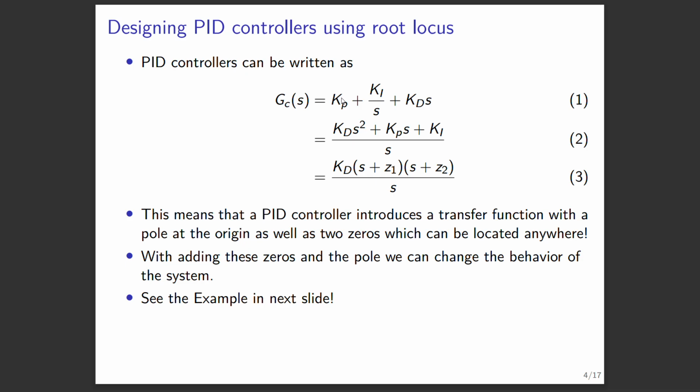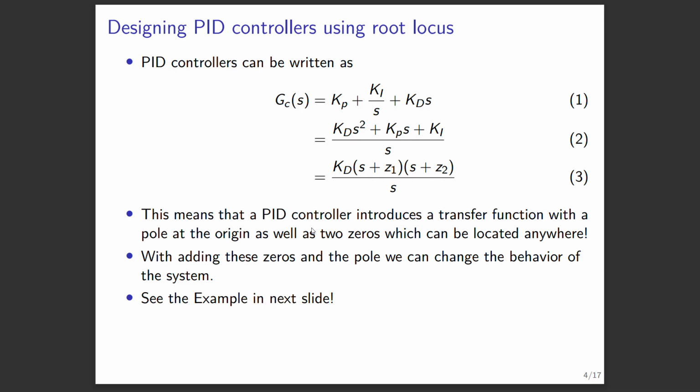It's proportionate, so the output of it is proportionate to the input. If we do some math, we can write equation 1 as equation 3. What this means is that a PID controller by itself as a system is a transfer function with a pole and two zeros. So I have a system, it doesn't work well, I want to change its behavior, therefore I introduce a controller to it. Now this controller itself is a system. It has a transfer function that has two zeros and one pole.